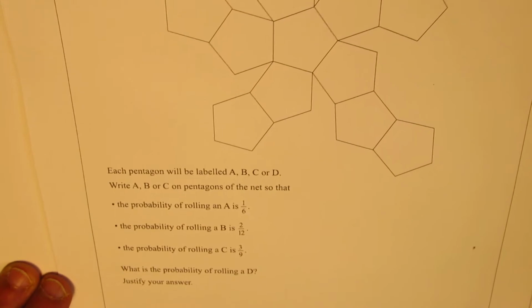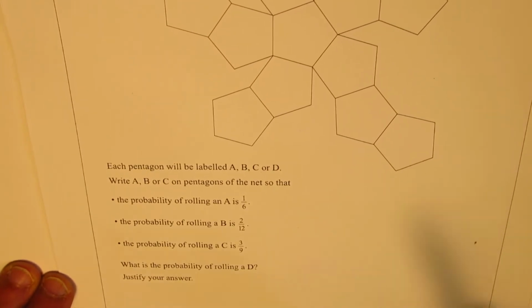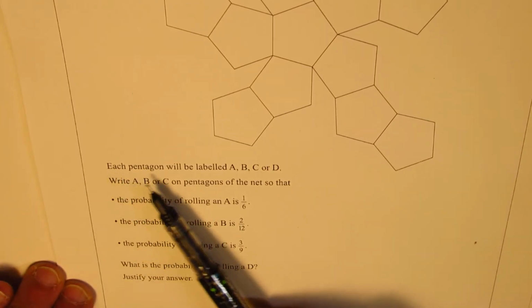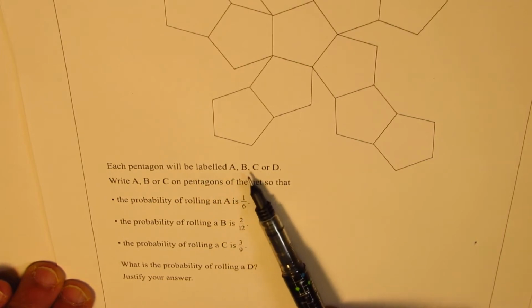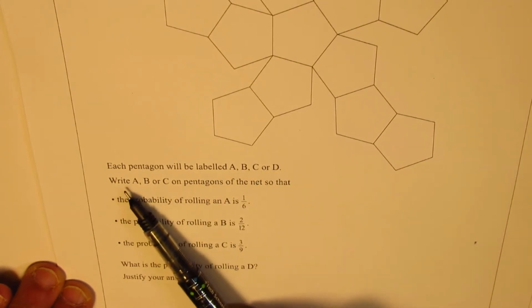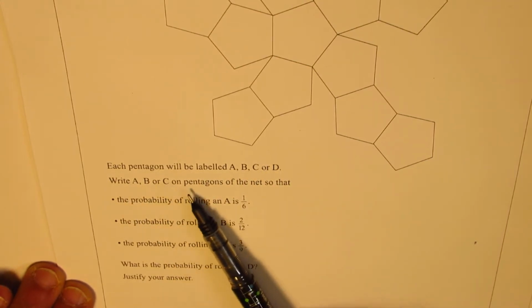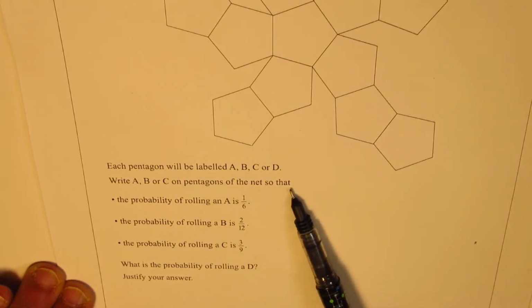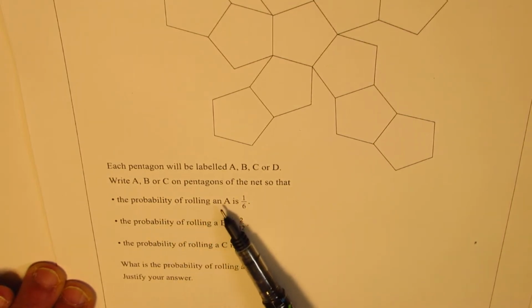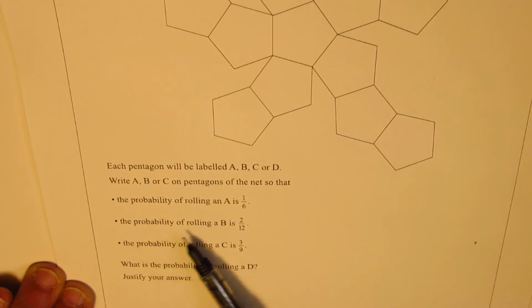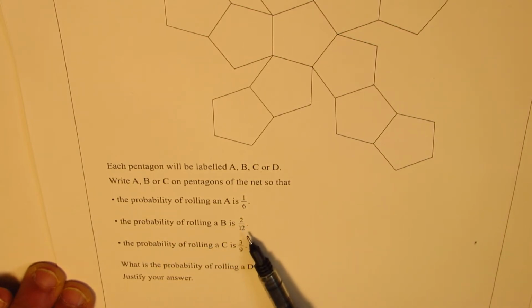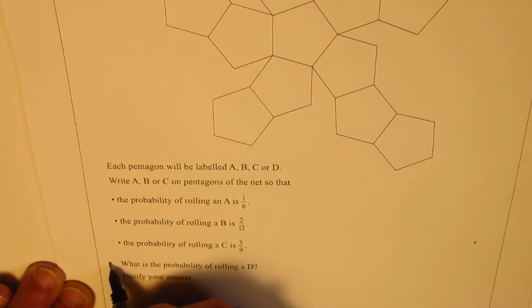Now the conditions given to us is each pentagon will be labeled A, B, C or D. Write A, B or C on the pentagons of the net so that the probability of rolling A is 1 over 6, probability of rolling B is 2 over 12, probability of rolling C is 3 over 9, and what is the probability of rolling a D? That is the question for you, and you need to justify your answer.